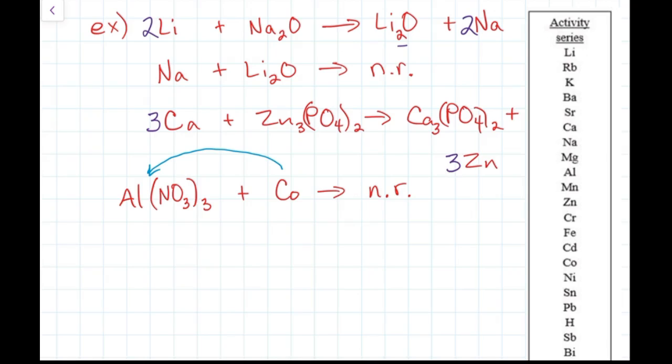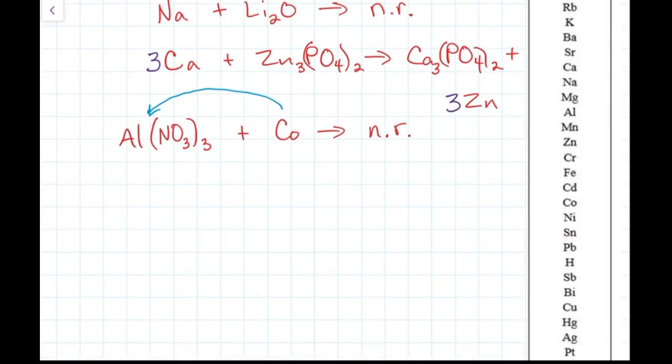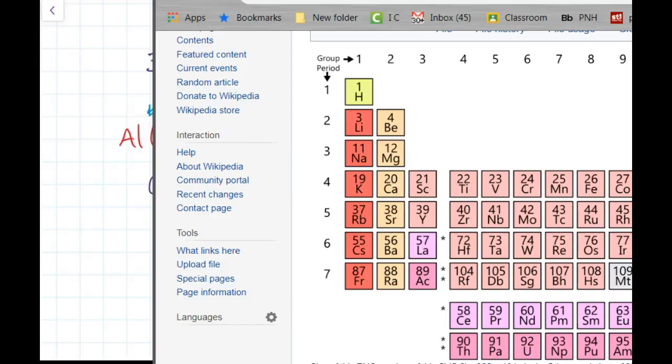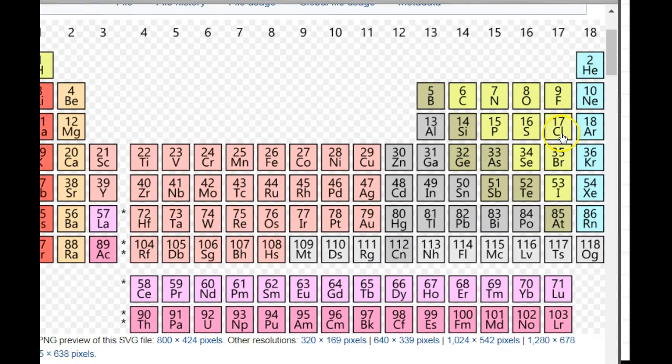Then the last thing we have to talk about is, okay, what if it's not a metal that's by itself? Let's say we have a situation like this. Chlorine reacting with sodium fluoride. So chlorine is diatomic, so that's why I put the 2 there. So in this case, chlorine is a nonmetal. It's way over on the right-hand side of the periodic table in group 17. Okay, so it's a nonmetal.